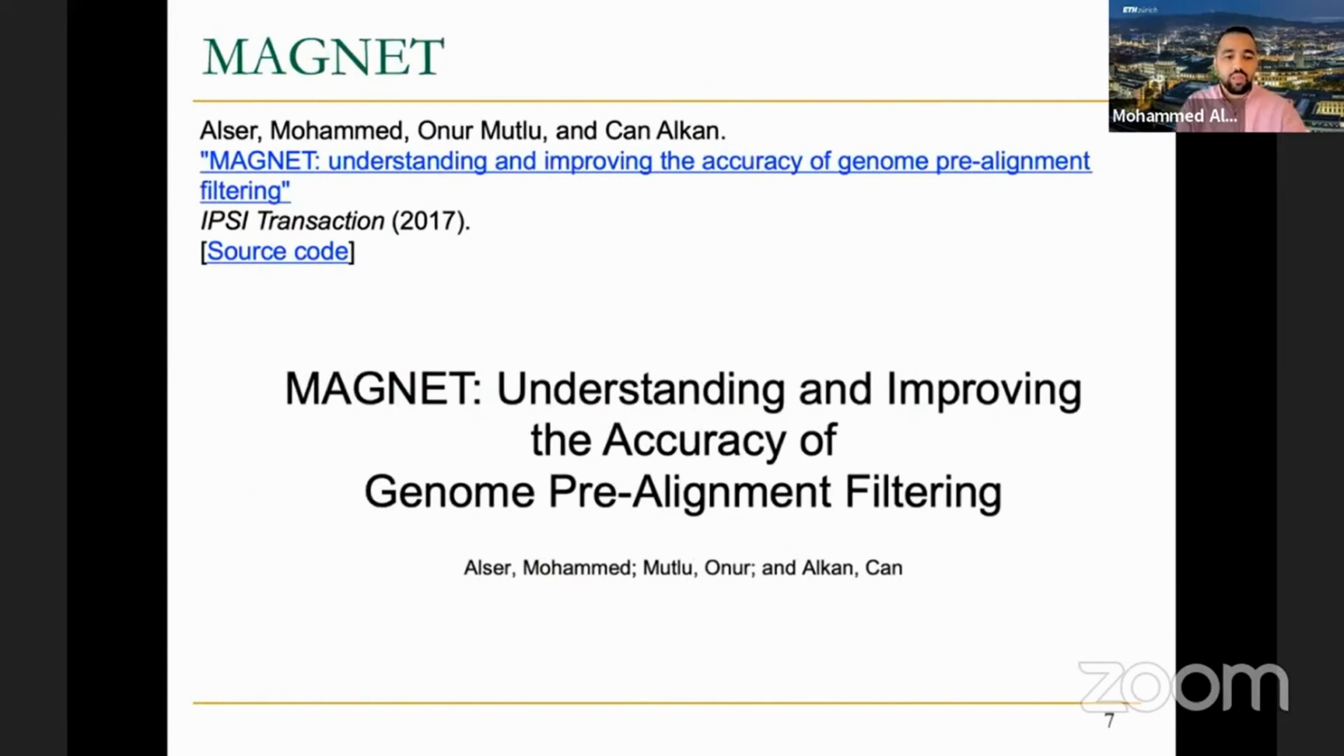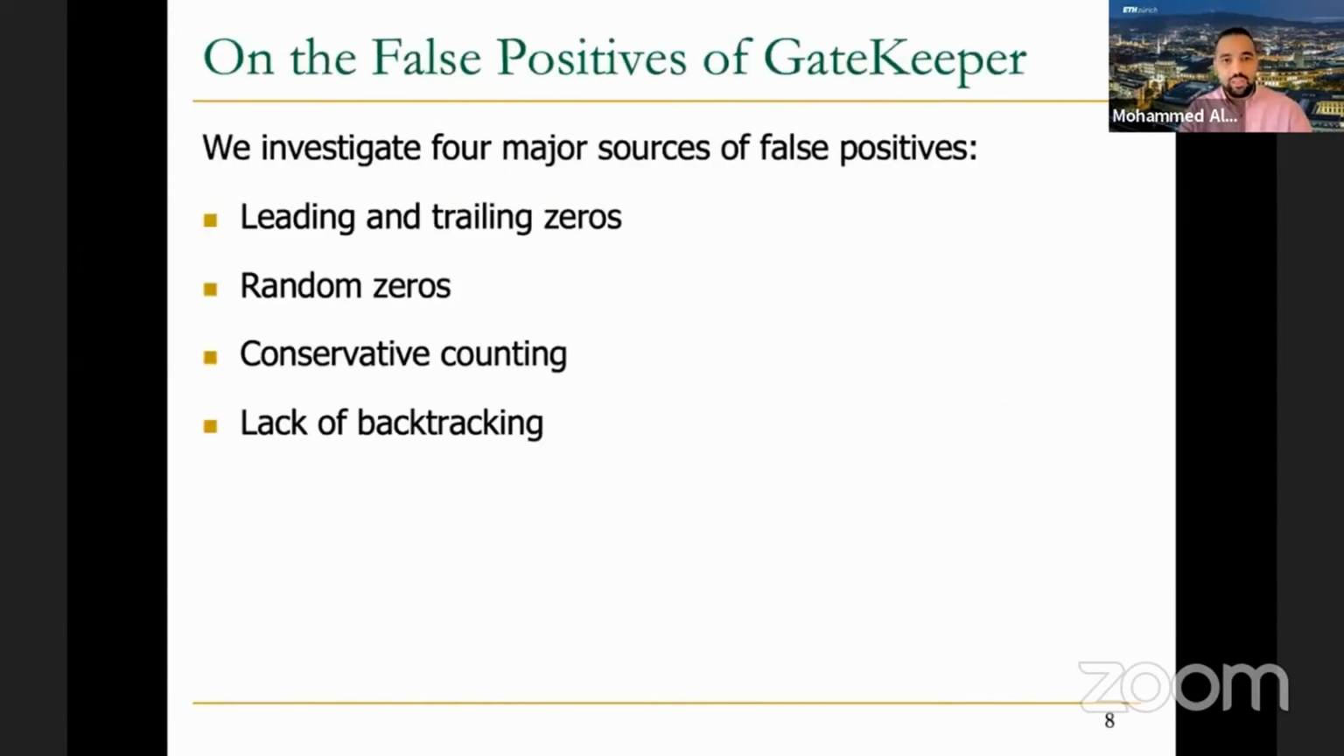Okay, so let's go quickly over Magnet. In Magnet, we try to analyze the accuracy of GateKeeper, and we focus on false positives. What do we mean by false positives? False positives are the things that we falsely accept. So they are dissimilar, but the filter says that these are similar sequences. So we are falsely accepting them, passing them to the sequence alignment. The fewer false positives we have, the better, because we are going to reduce the workload for the sequence alignment. And since they are false positives, they are incorrect anyway.